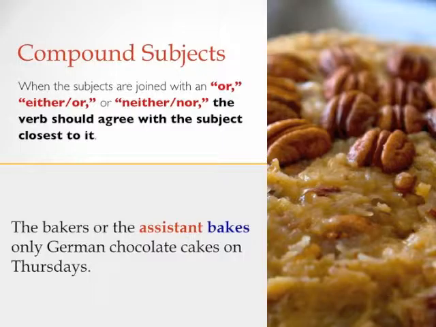The baker's or the assistant bakes only German chocolate cakes on Thursdays. That may sound a little bit odd, but it still follows our compound subject-verb agreement rule. When we use the word or, the verb should agree with the subject closest to it. In this case, the subject closest to the verb bakes is assistant, which is a singular subject.